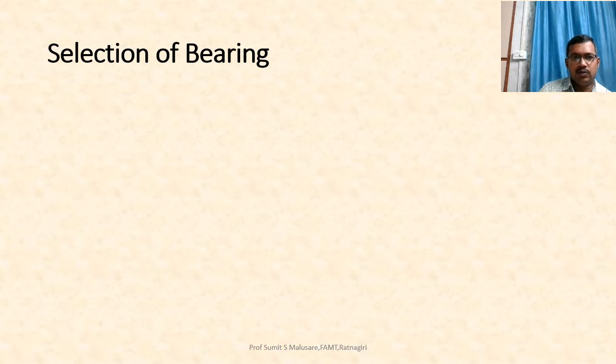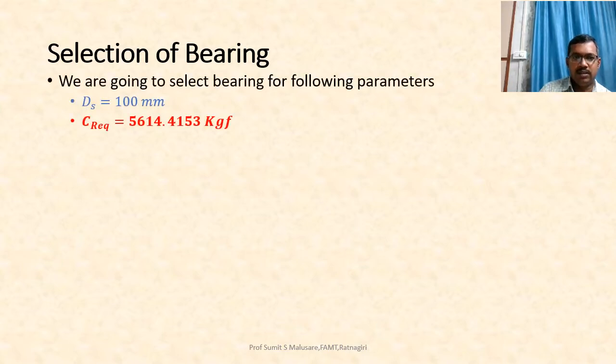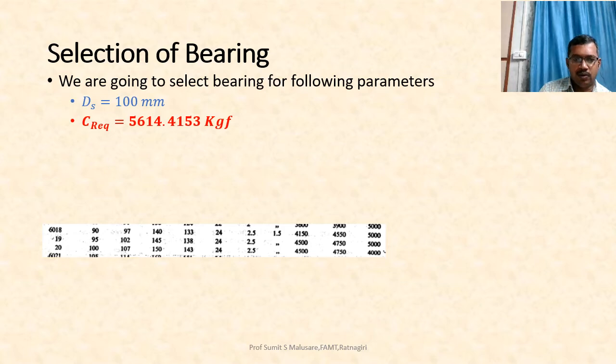Okay, so now we have to look for selection of bearing. What are the selection parameters? Diameter 100 mm and dynamic load carrying capacity required, that is 5614.4153 kgf. So now we go to the first page, 4.12, that is deep groove ball bearing 60 series. Our diameter is 100 mm. It means that I have to go for 6020 or 6220 or 6320 like this. If I go for 6020, see the dynamic load carrying capacity is only 4750 kgf, but my requirement is 5614.4153 kgf. It means that I can't select this bearing.